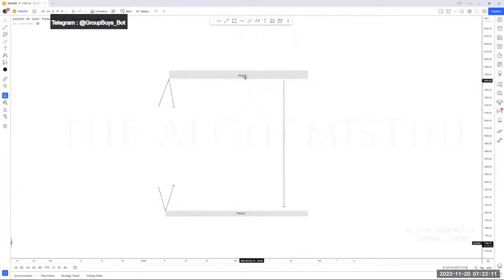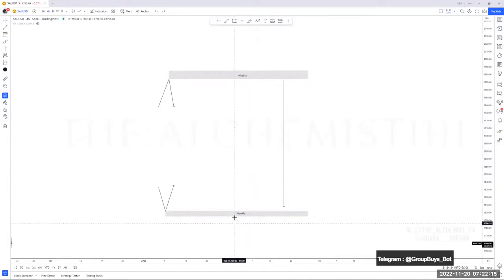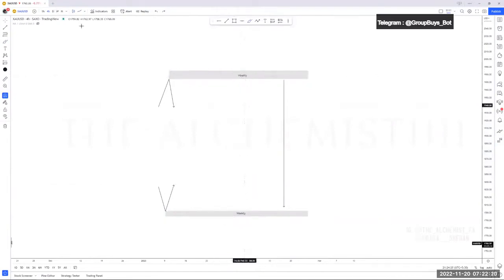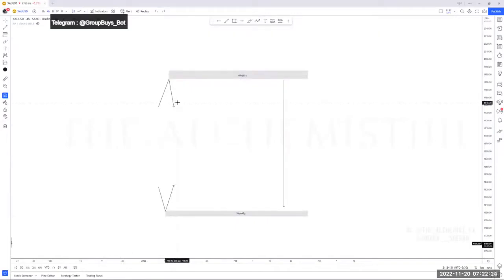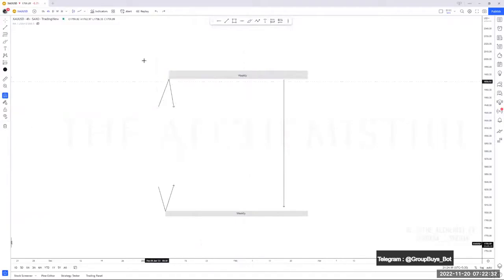Within a weekly to weekly storyline, there will be daily obstacles. Within a monthly to monthly storyline, there will be weekly obstacles. Within a daily storyline, there will be one time frame lower, the 4 hour. That is where the obstacles will be. So simply, that is about the storyline. But now I'll tell you how to determine the storyline.